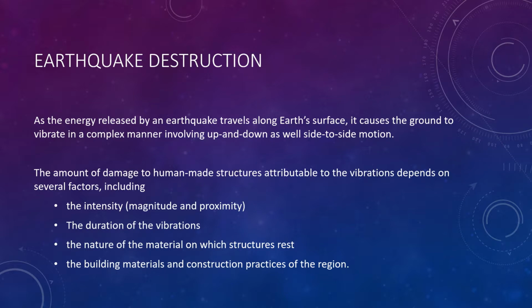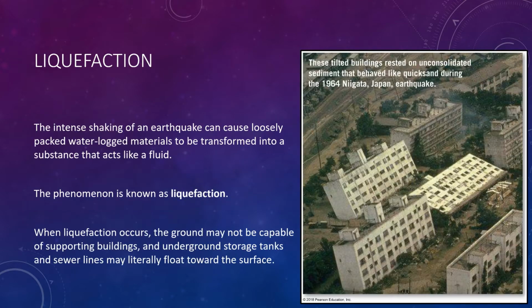So, as the energy released by earthquakes travels along Earth's surface, it causes the ground to vibrate in a complex manner involving up and down as well as side-to-side motion. The amount of damage to human-made structures attributed to the vibrations depends on several factors, including 1, the intensity of the earthquake, in other words, how strong it was, 2, the duration of the vibrations, 3, the nature of the material on which structures rest, and 4, the building materials and construction practices of the region.